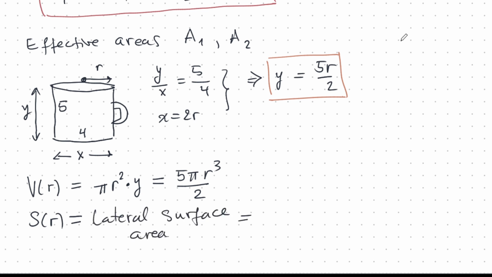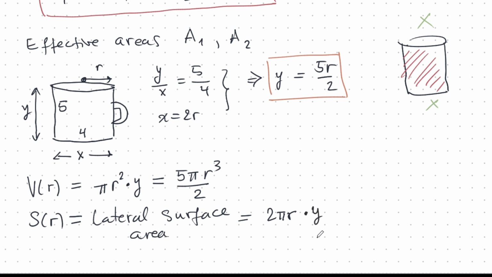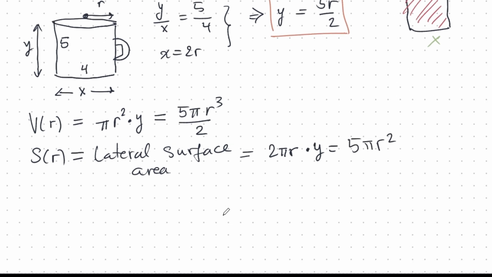So what is lateral surface area? Let's say we have a cylinder like this, and I just want this surface area. I don't care about the top or the bottom, and we will see why very soon. So lateral surface area is the circumference, 2 pi r, times the height, which is 5 pi r squared. Great. So I got these formulas for V and R.